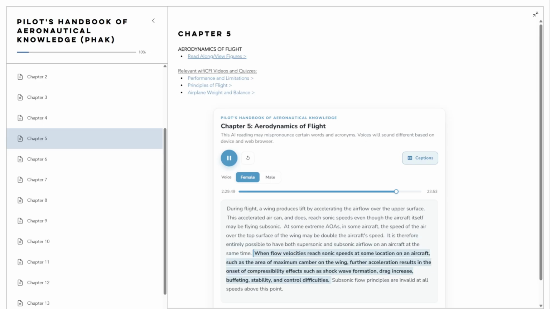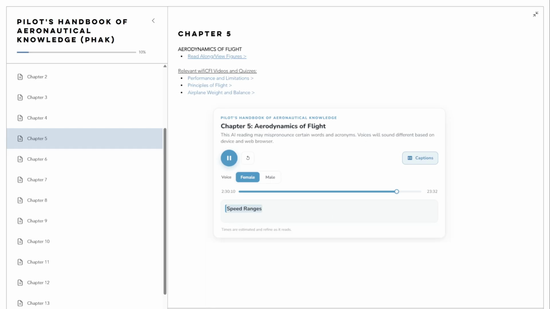When flow velocities reach sonic speeds at some location on an aircraft, such as the area of maximum camber on the wing, further acceleration results in the onset of compressibility effects such as shock wave formation, drag increase, buffeting, stability, and control difficulties. Subsonic flow principles are invalid at all speeds above this point.